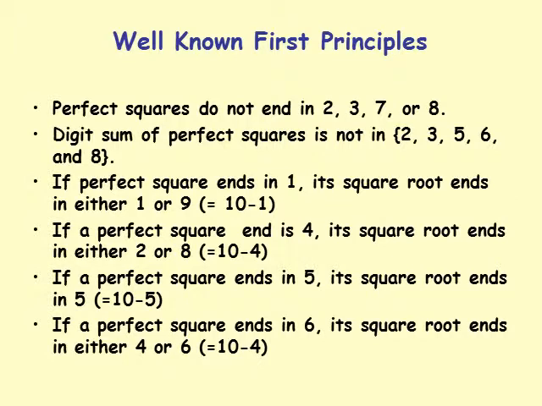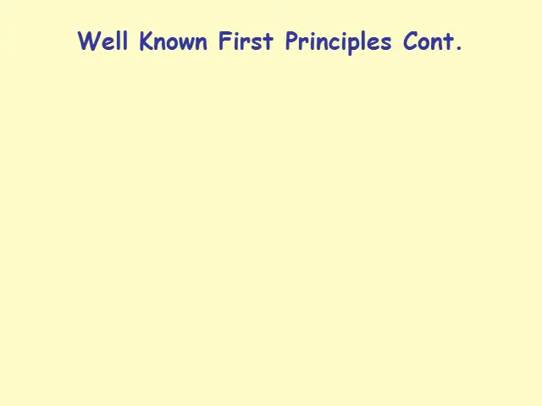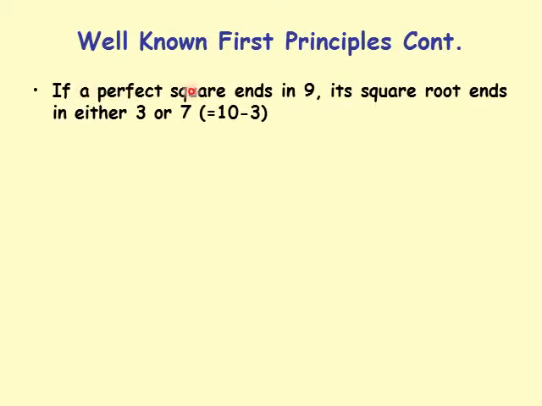If a perfect square ends in 6, its square root ends in either 4 or 6. Again, 4 and 6 are tens complements of each other. If a perfect square ends in 9, its square root ends in either 3 or 7. Again, 3 and 7 are tens complements of each other.